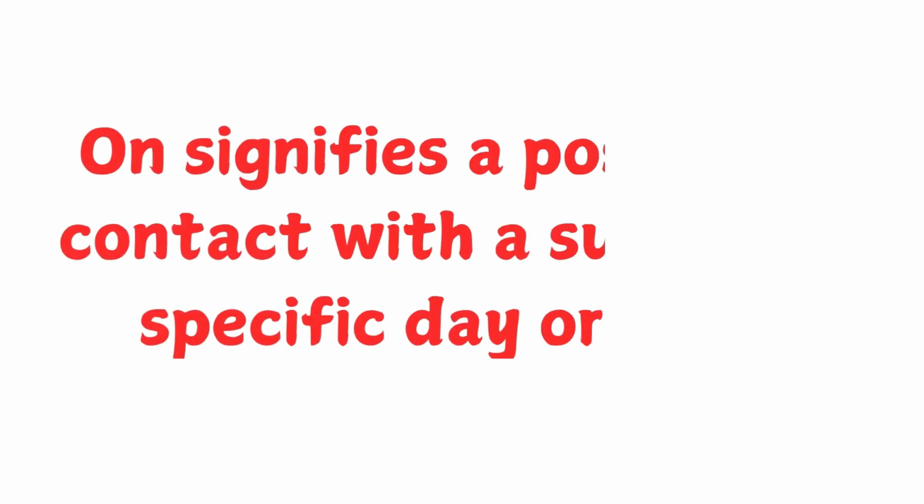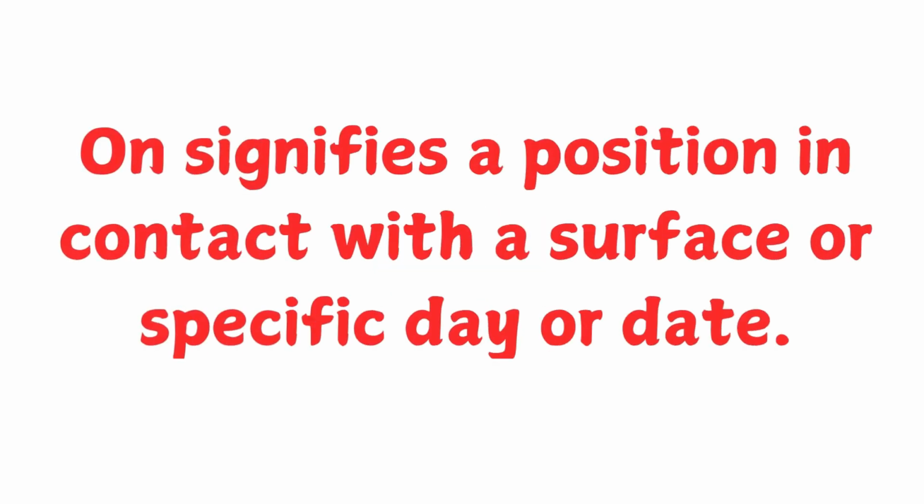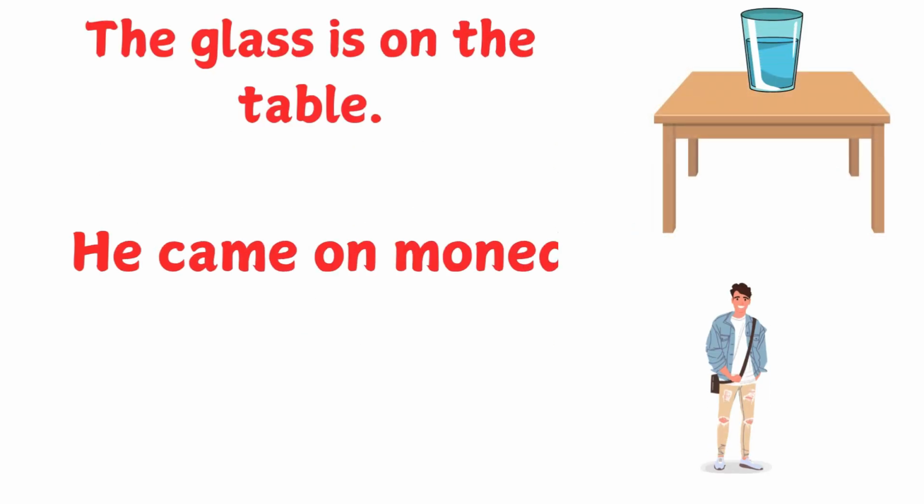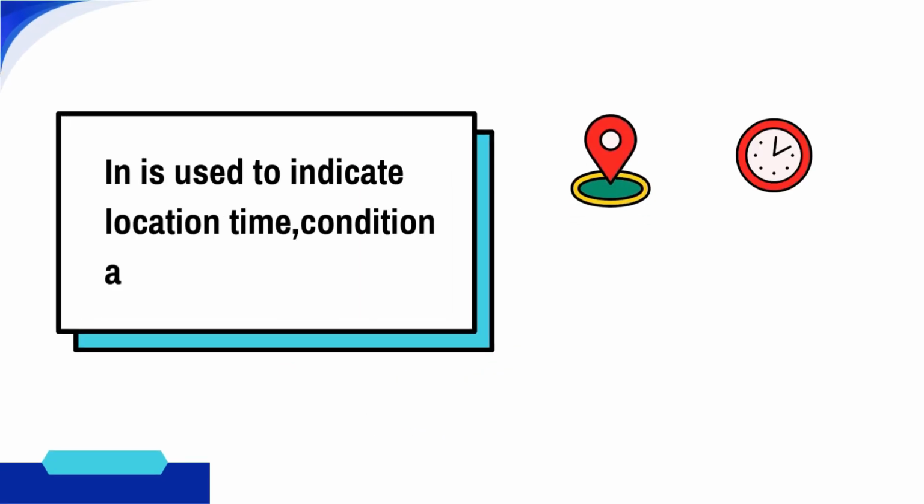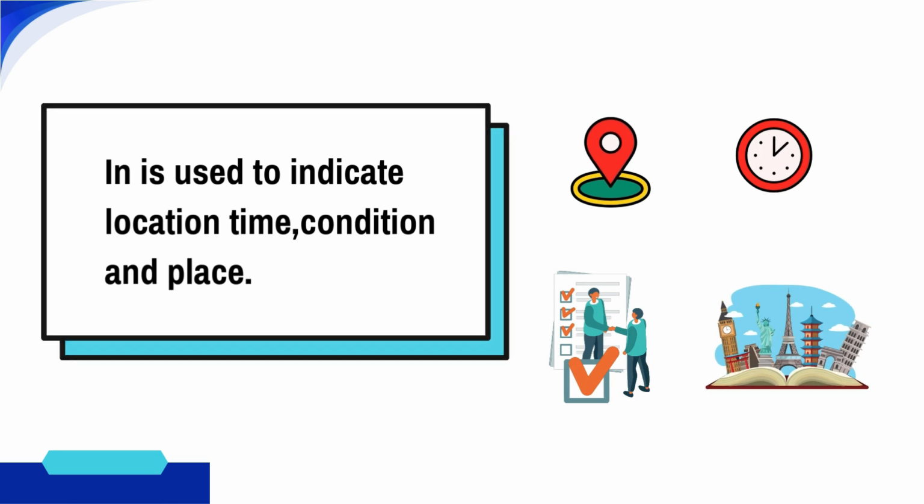On signifies a position in contact with a surface or a specific day or date. The glass is on the table. He came on Monday. In is used to indicate location, time, condition and place.